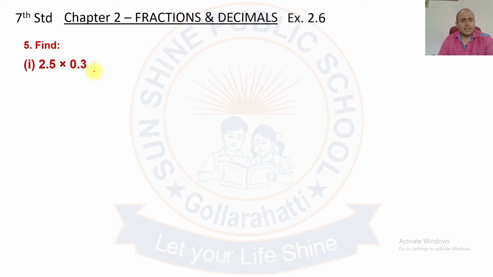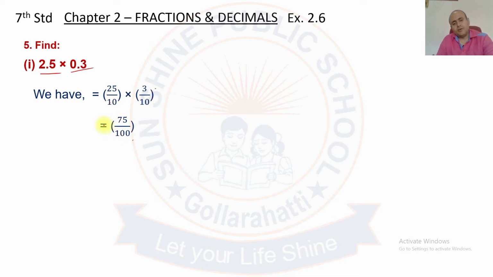2.5 into 0.3. When you convert 2.5 into a fraction, that becomes 25 by 10, and 0.3 converts to 3 by 10. When you multiply numerator to numerator and denominator to denominator, 25 threes are 75 and 10 tens are 100. So we get 75 by 100. Now we have to divide 75 by 100, but we can't divide 75 by 100 directly.